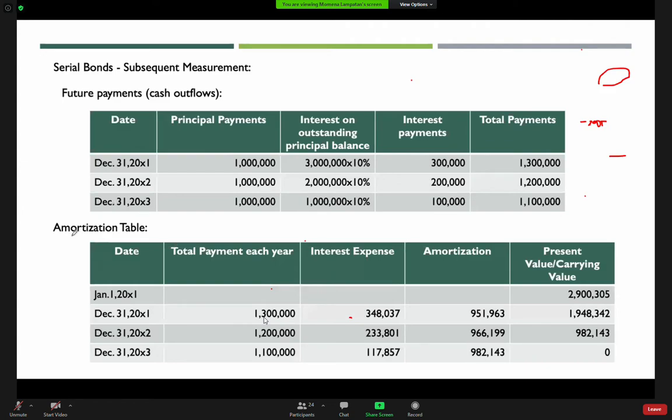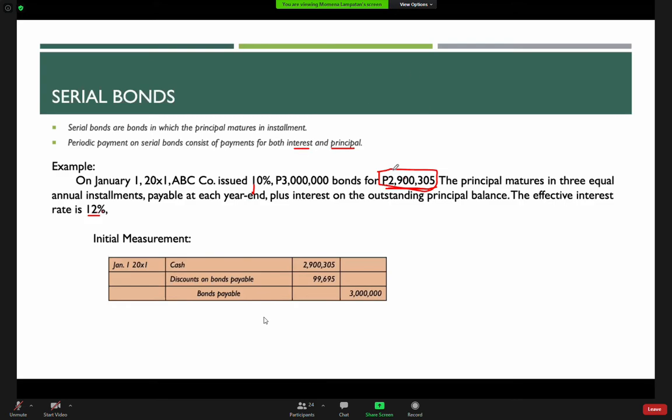So, before you look at the amortization table, focus muna kayo dito sa first table, yung future payment, because this is important. It is important for us to identify kung magkano yung cash flows. Okay? And kailan nangyayari yung cash flow. Kasi kapag hindi binigay ng problem yung carrying amount, you will have to compute for that one. And how are you going to compute for that?